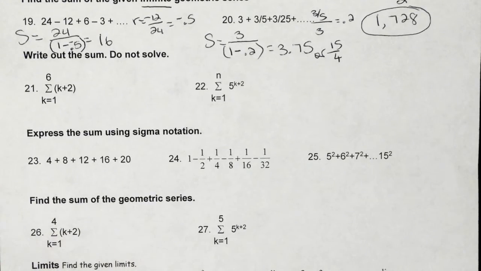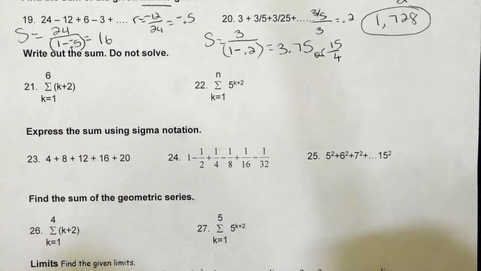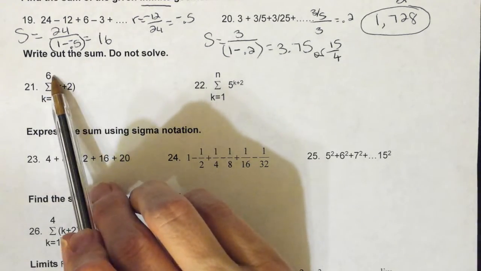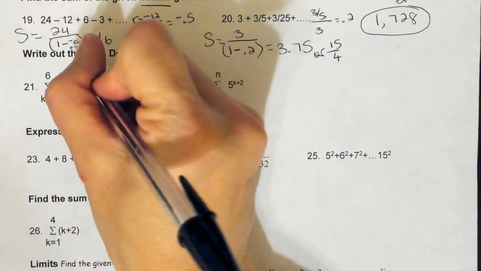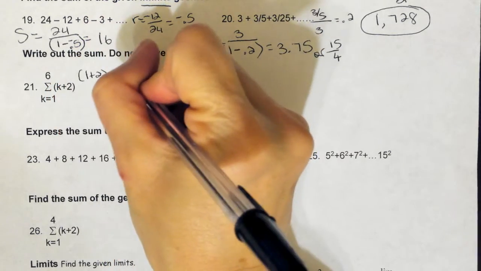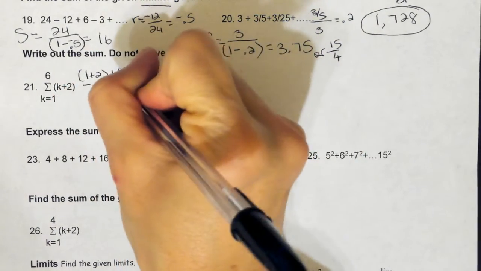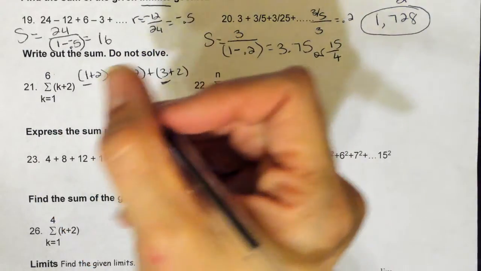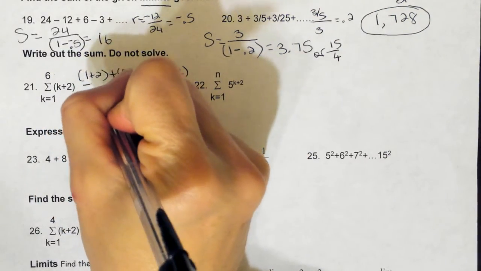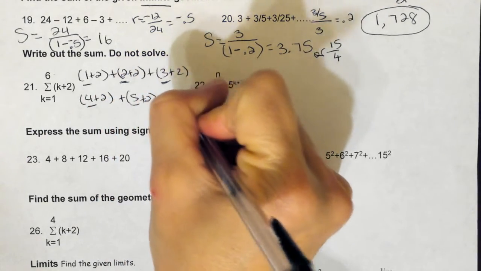All right, 21 and 22. 21 says write out the sum, do not solve. And a lot of y'all messed up on this on the quiz. When it says write out the sum, they want you to plug the K values in that they tell you to start with and end with. So this particular problem, the first K value I'm going to plug in is 1 plus 2. And then after 1 comes 2 plus 2, and then 3 plus 2. This is my K, and I have to keep doing this until my K gets to 6. Okay? And then 4 plus 2, and then 5 plus 2, and then 6 plus 2.